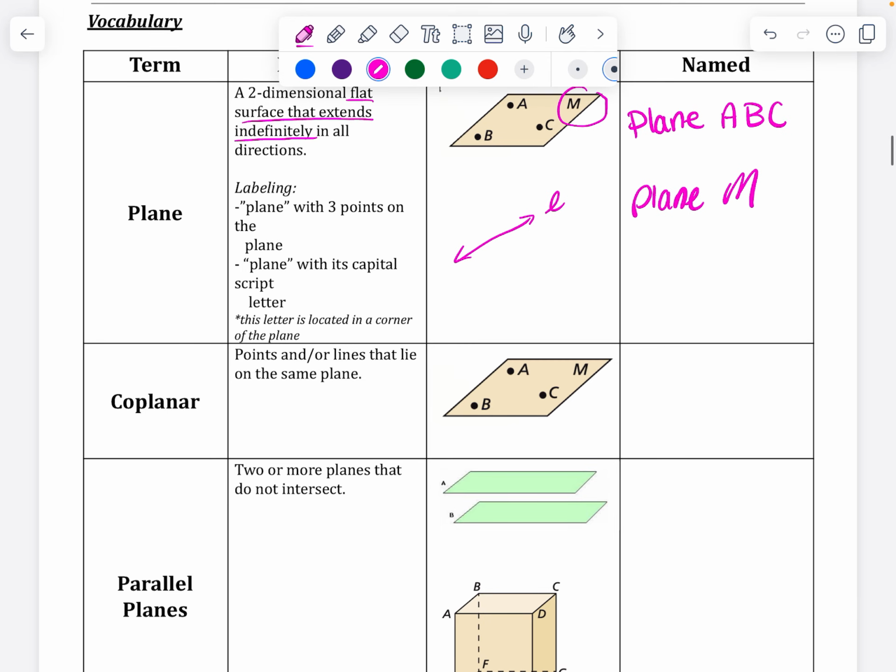And similar to when we did collinear, where all the points were on the line, coplanar means that they are all on the same plane. So we could say that points A, B, and C all lie on this plane, so they are called coplanar.